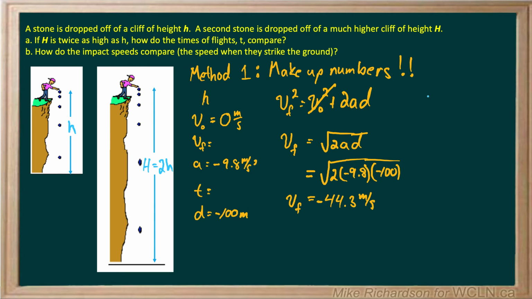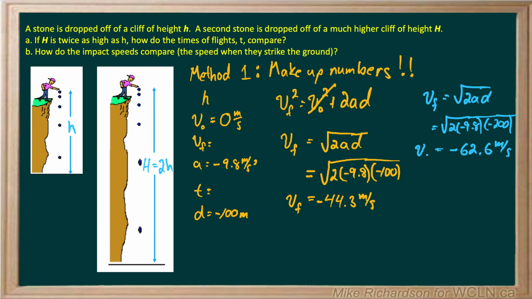Now let's look when we drop it twice as high. When I drop it twice as high, now we know the equation. Let's just cut to the chase. V final, they both start from rest, like that. So I just double my height. So 2 times -9.8 times -200. And when I crank that out, I get 62.6. Now it's on its way down, so again, I'll be consistent. 62.6 meters per second, negative because it's down.